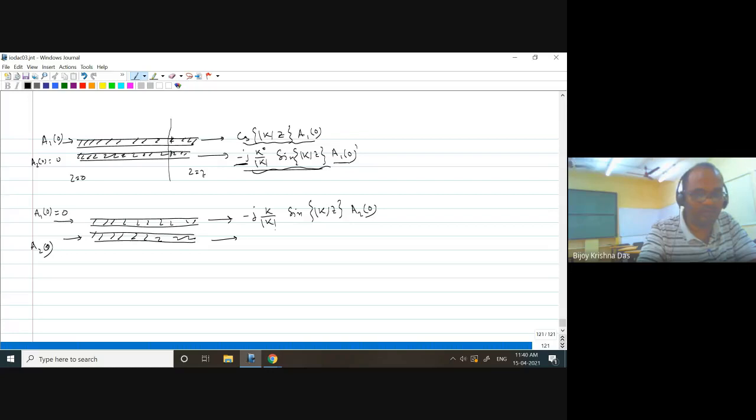That's fine. And this one will be cosine kappa z A2 0. Is that correct? So two situations are there. In this case I have A2 0, and here A2 0 is non-zero. Then two situations are there. Now both A1 0 not equal to 0 and A2 0 also not equal to 0. What would be the solution?